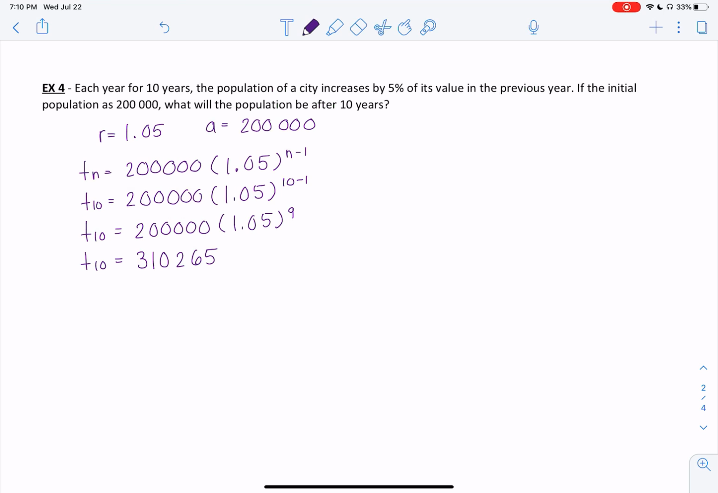310,265. Now there are decimals here, but we do not use the decimals when we're talking about people because we can't have 0.5 of a person. So our therefore statement will say, therefore, there will be 310,265 people in 10 years. And that is our final answer.